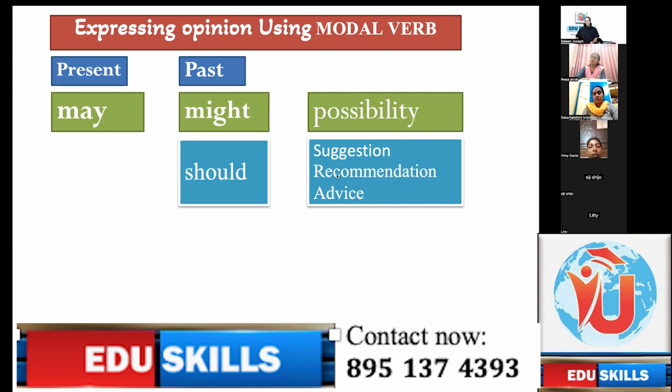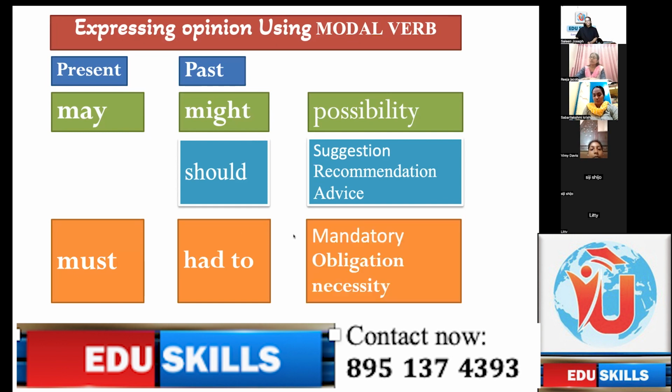So should. Suggestion, recommendation, advice. That's what we have seen just now. And must, the past tense is had to. So mandatory, obligation, and necessity. Hope you know these things. So should and must are different. You should do something means it is a suggestion, advice.